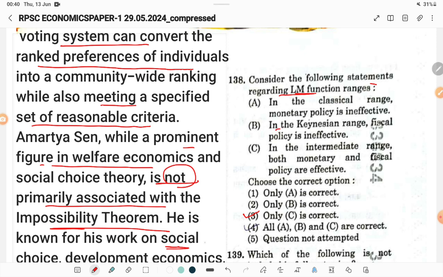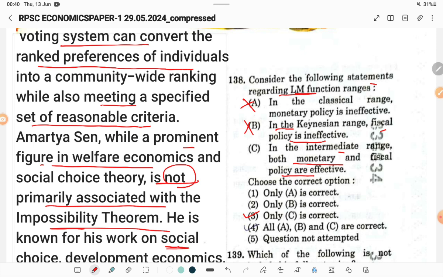And the second statement is also wrong here. In the Keynesian range, fiscal policy is ineffective. This is also incorrect. In the Keynesian range, the vertical part of the LM curve, fiscal policy is highly effective, and increasing government spending shifts the IS curve to the right, significantly impacting output without changing the interest rate. And the third statement, in the intermediate range, both monetary and fiscal policy are effective. This statement is right here.